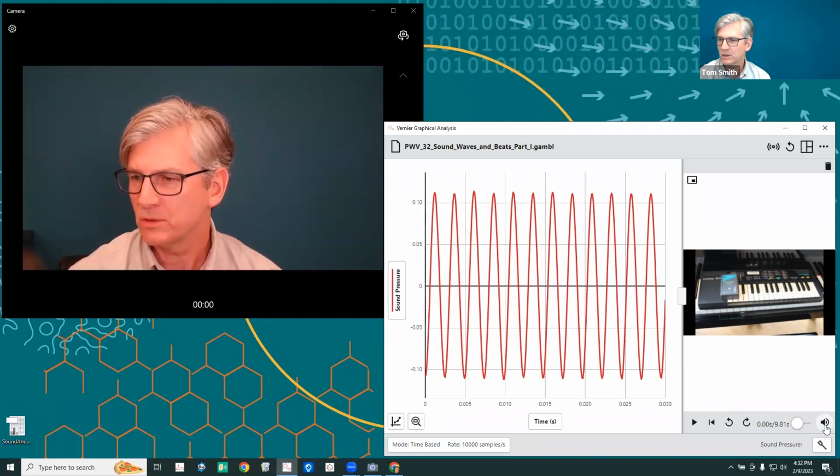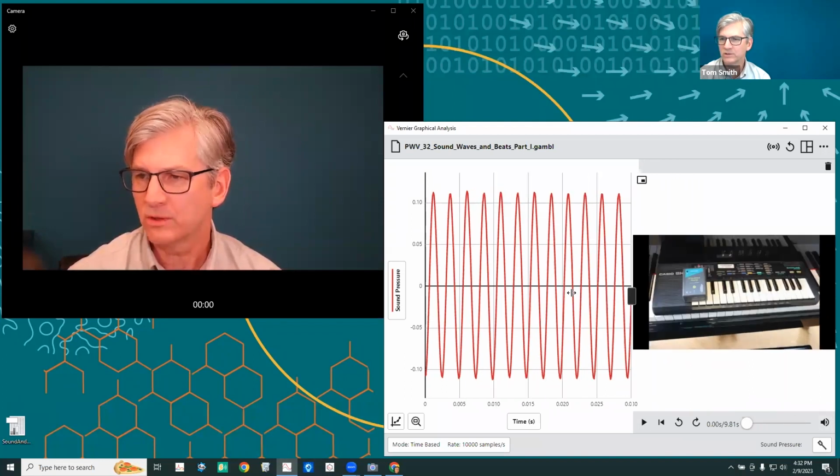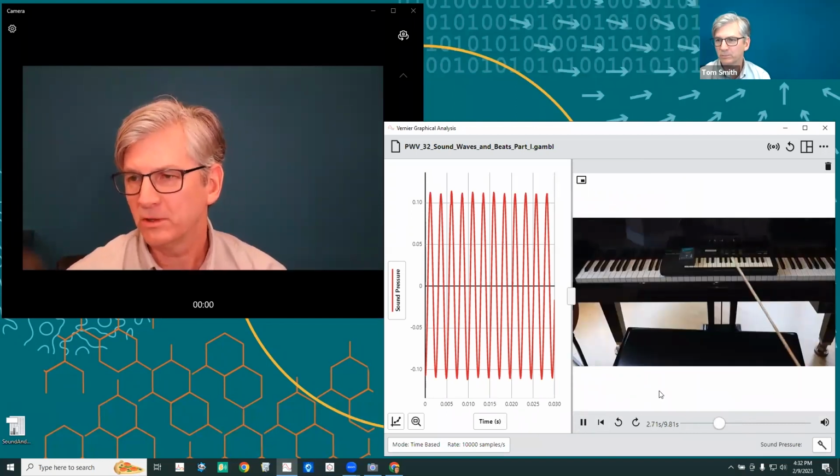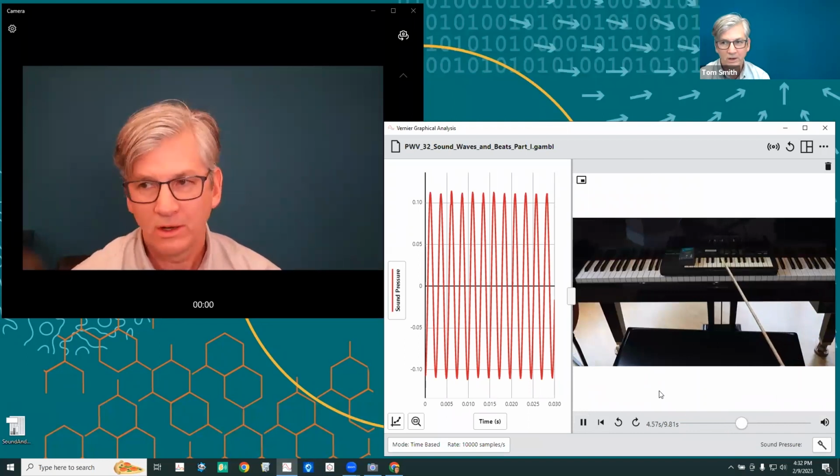We can also turn on the audio. So in this case, that makes a certain amount of sense to hear what's going on. It's kind of a funny video. It's a piano keyboard on a keyboard. And that is the lab right there.